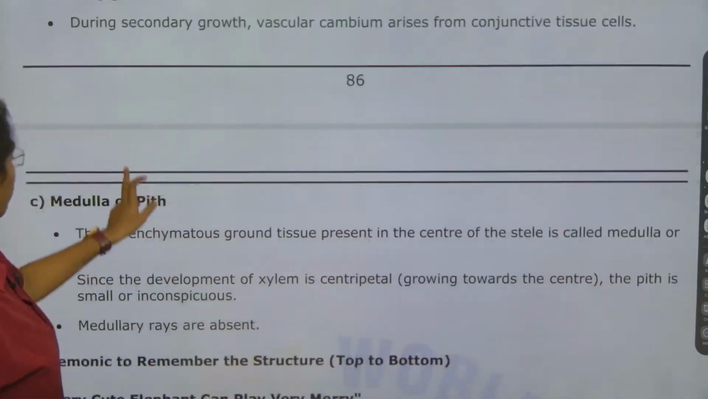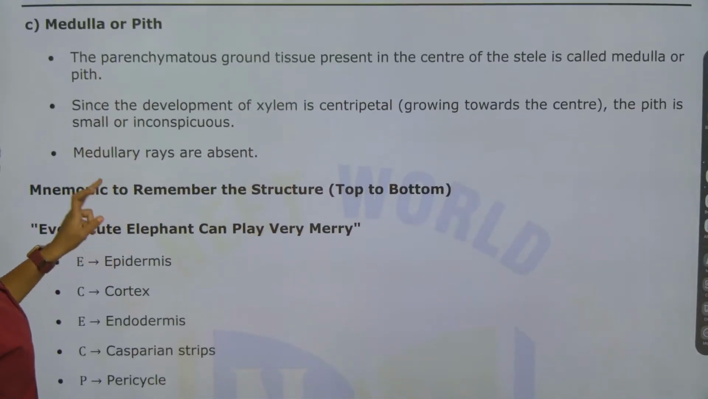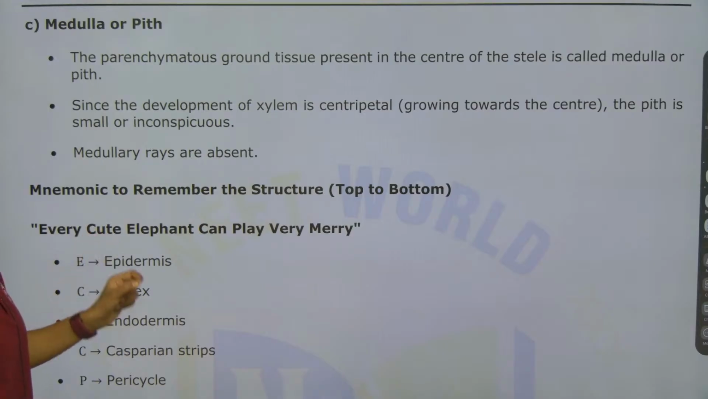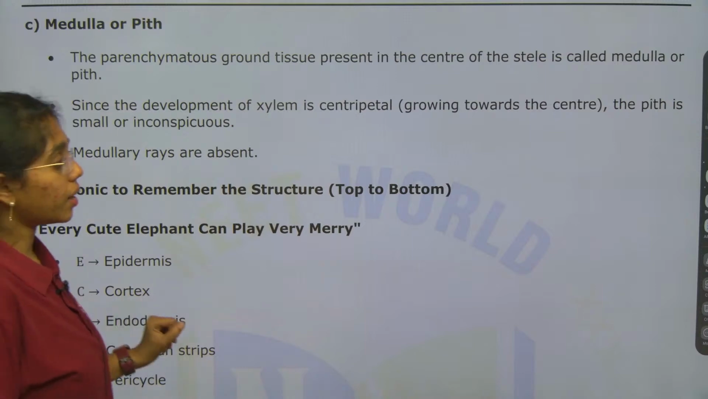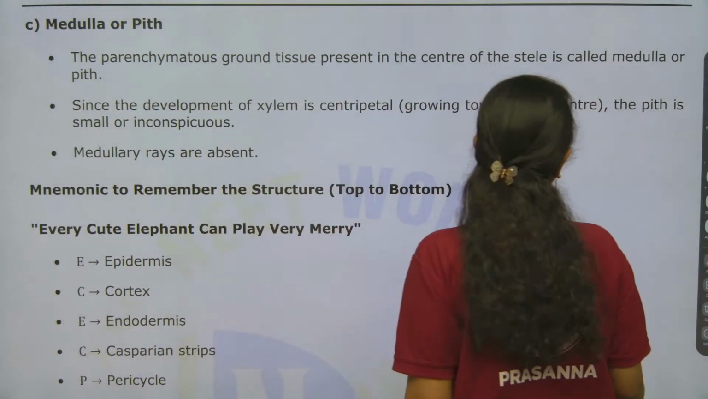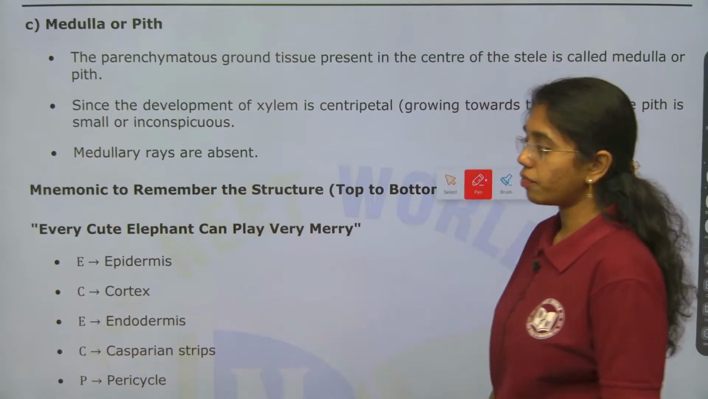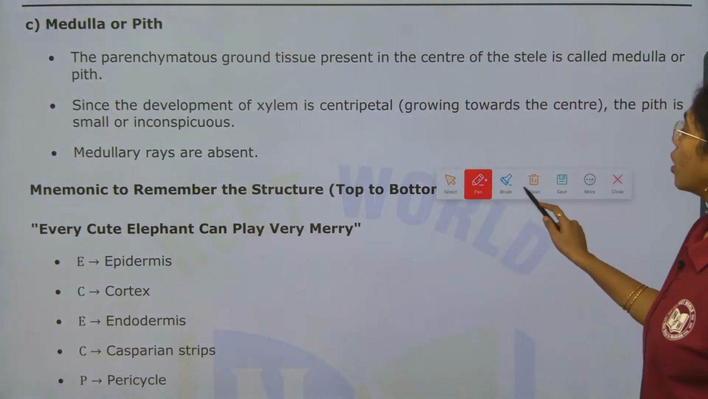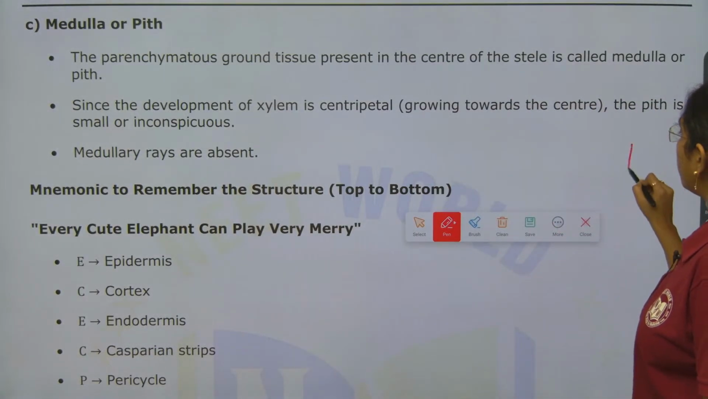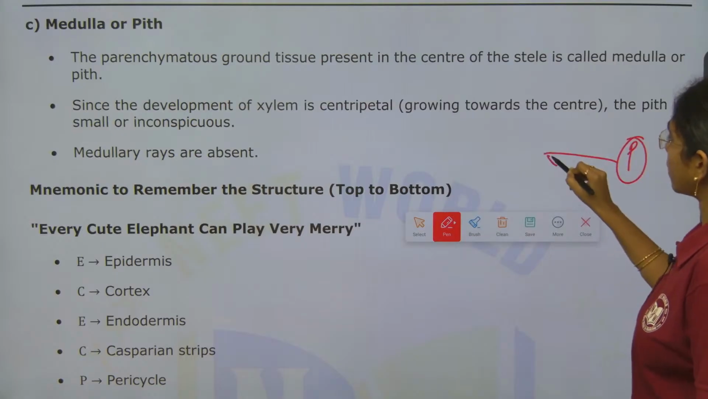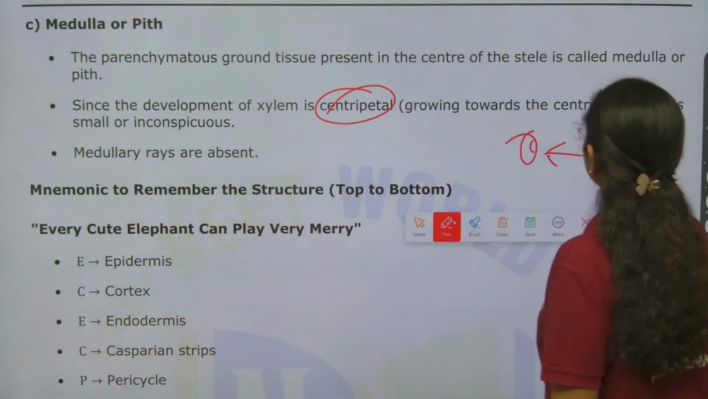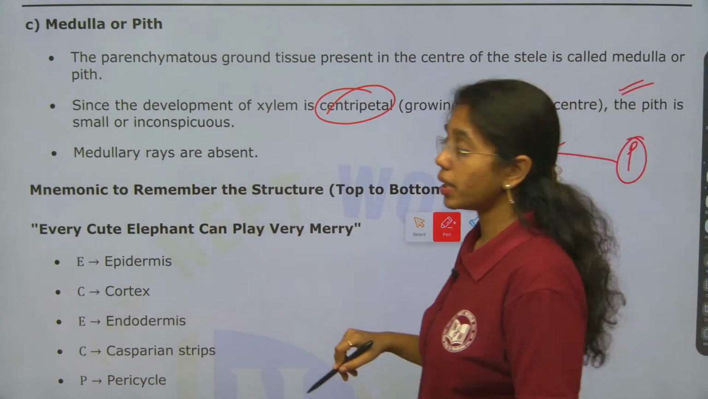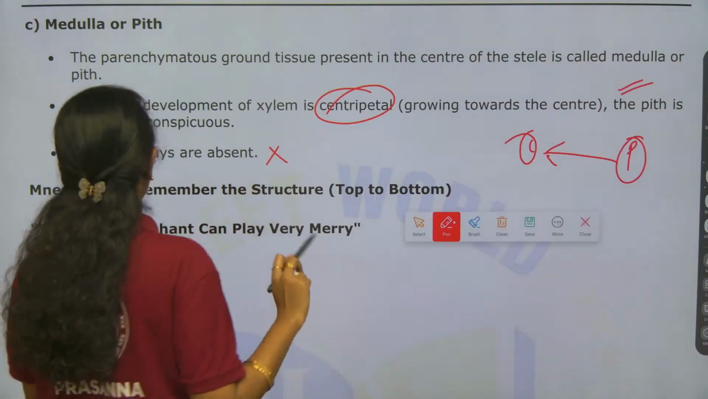Next you see medulla or pith. The parenchyma ground tissue present at the center is addressed as medulla or pith. Since the development of the xylem is centripetal, centripetal means from periphery to the center. Maturation will start from periphery to center, or growth or development is from periphery to center. This type is called as what? Centripetal. And the pith is small and inconspicuous. Medullary rays are absent in the dicot root.